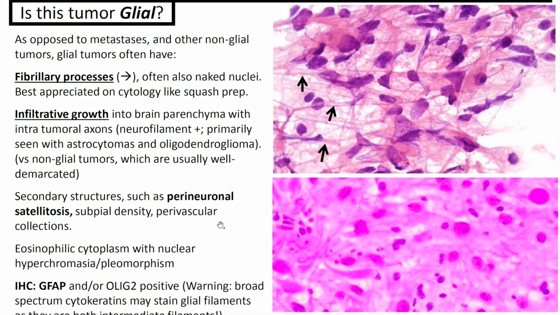Eosinophilic cytoplasm with nuclear hyperchromasia and pleomorphism. And then on IHC, something that can help determine if it's a glial process is if it stains with GFAP and/or OLIG2 positivity. As a warning, broad spectrum cytokeratins may stain glial filaments as they are both intermediate filaments. So sometimes it can be tricky to even determine if what you're looking at is a glial process.